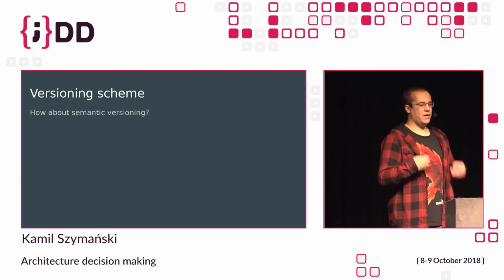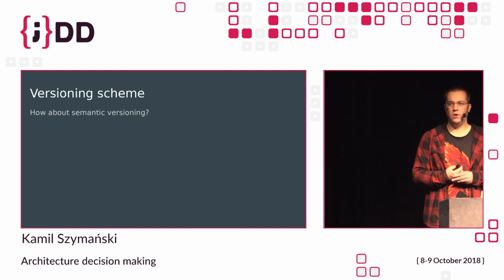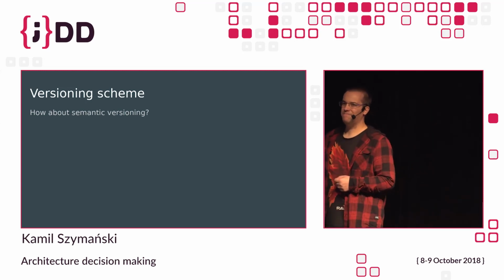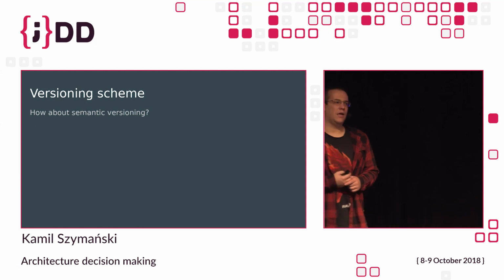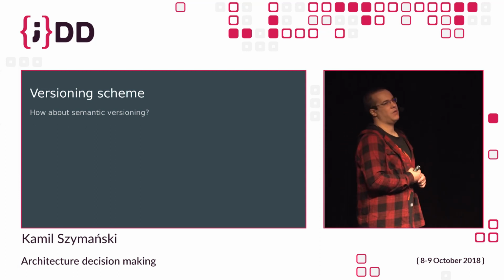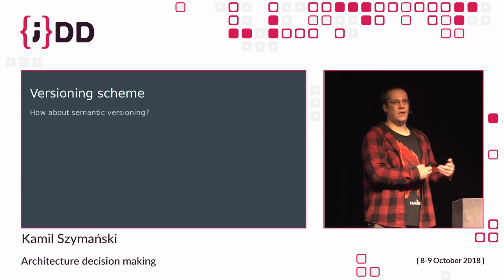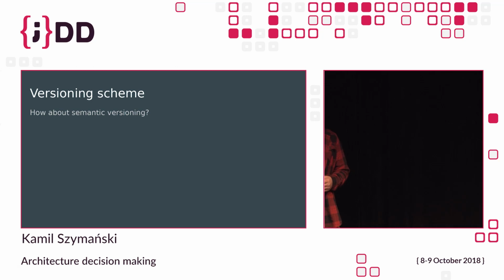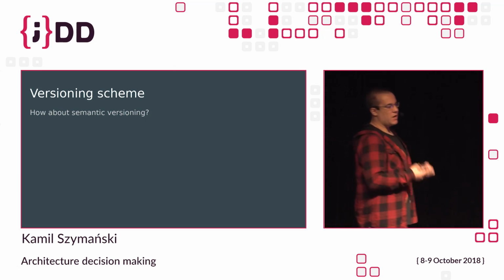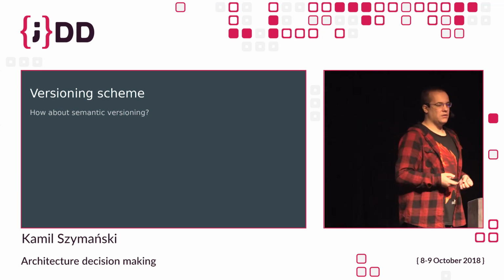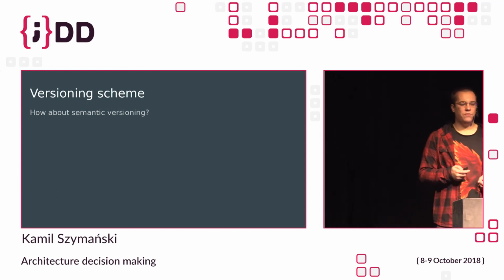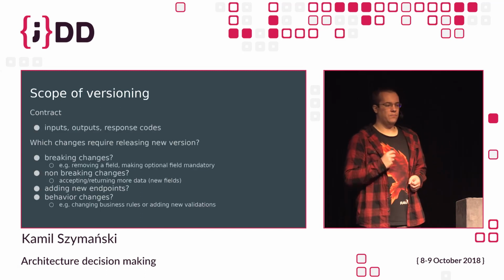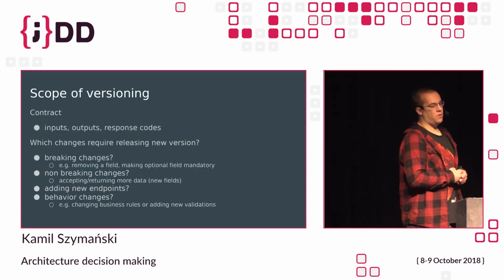We need to think about how we will version our software. For example, is semantic versioning a good solution for that? It's good for libraries, probably not for APIs, because we might end up having to support a plethora of API versions at the same time. So we might run into huge maintenance problems. And talking about the versioning scheme, there's a more important thing to define. It's the scope of versioning.